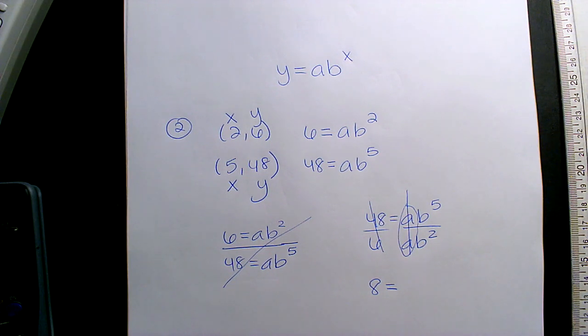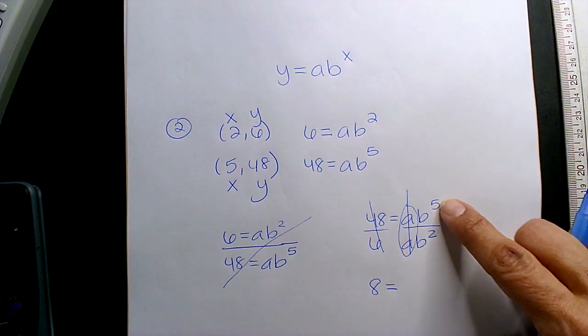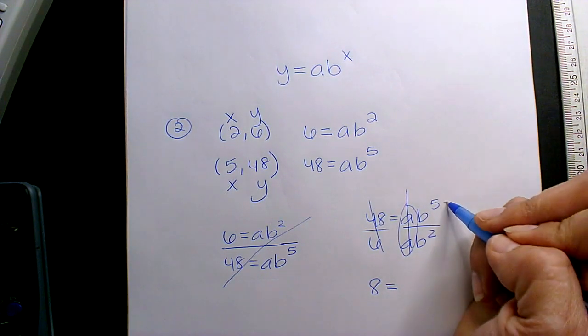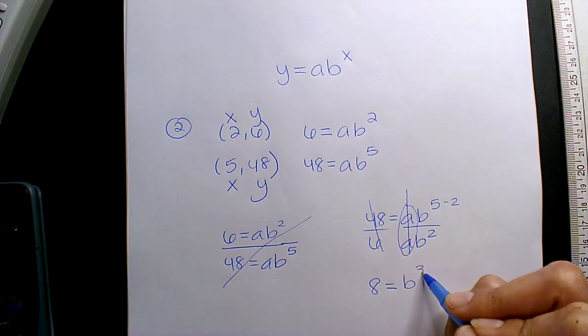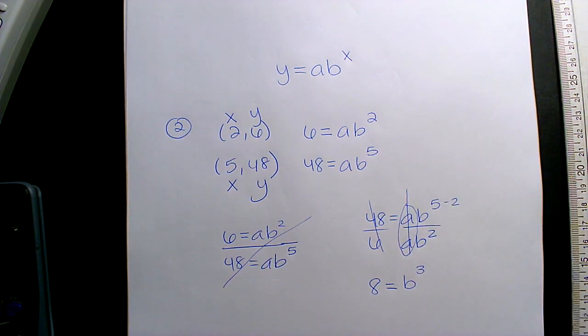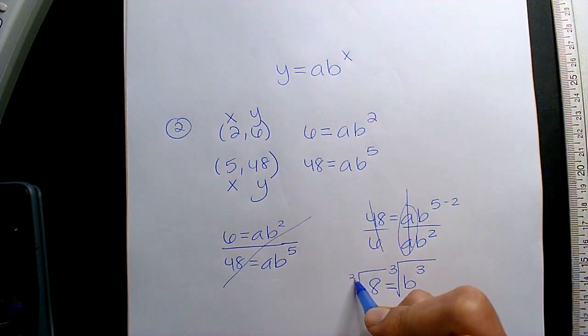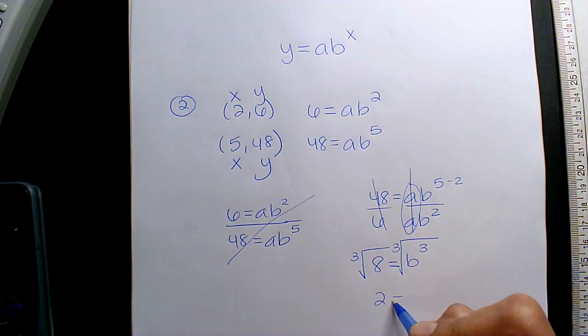And now here comes your subtraction. Numerator minus denominator. What is 5 minus 2? B cubed. And so we're right back to the first one where I said, hey, how do I isolate b? You said cube root, right? So whatever this exponent is, that's going to be the power of the root, right? So cube root, and in this case, we get 2 as well.